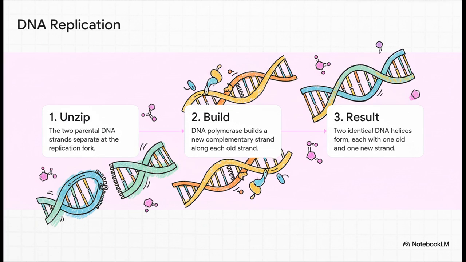First, you unzip the original DNA double helix. Second, DNA polymerase comes in and gets to work, building a new matching strand for each of the old ones. And the result? 2 perfect copies of the original DNA, where each one is a hybrid. It has 1 old strand and 1 brand new strand.